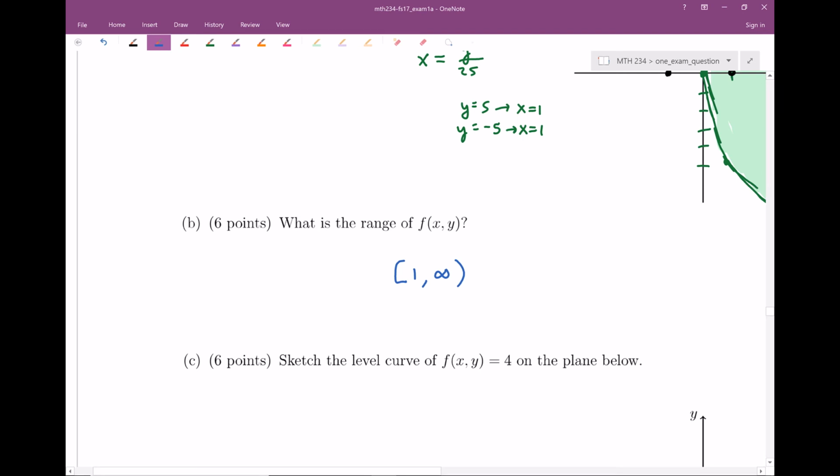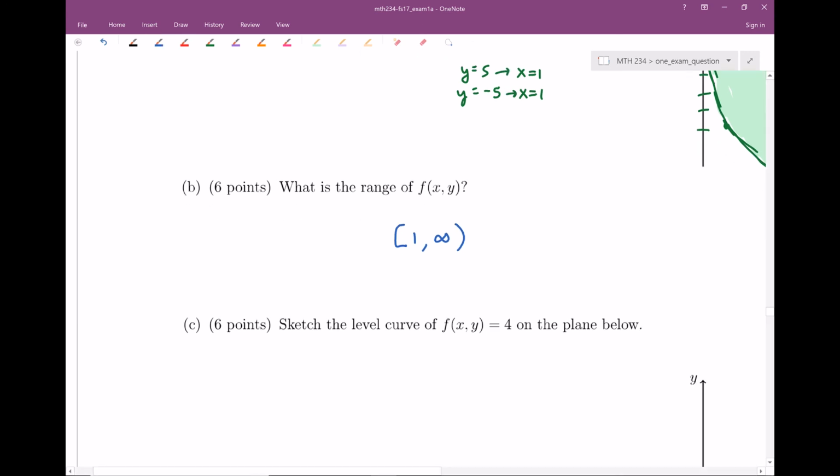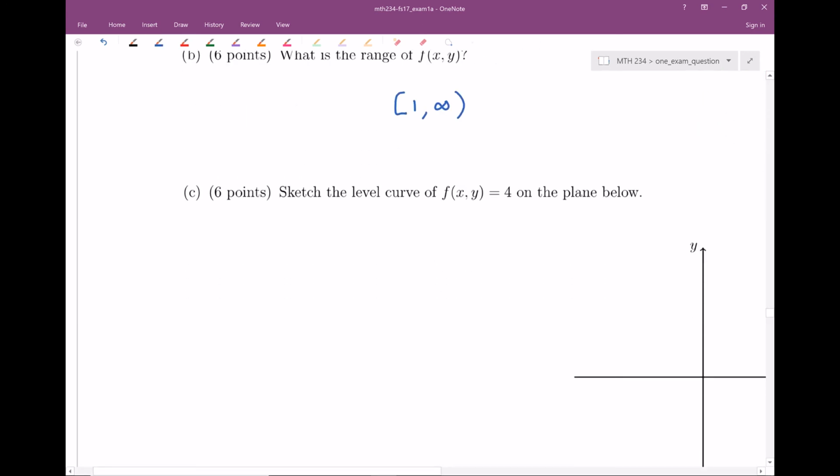All right, finally, part C, we would like to sketch the level curve of f of x, y equal to 4 on the plane below. So let's set up my f function. That's 1 plus the square root of 25x minus y squared is equal to 4.